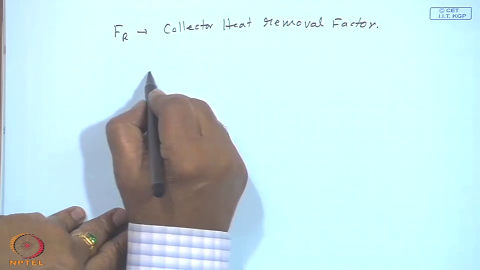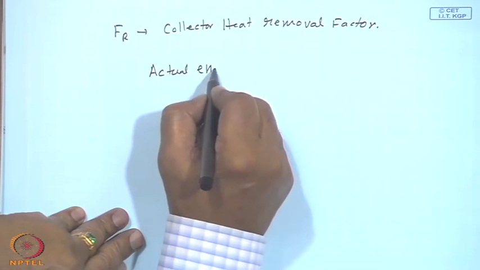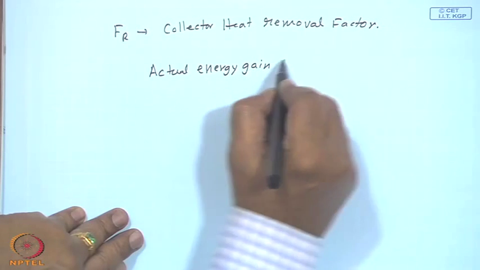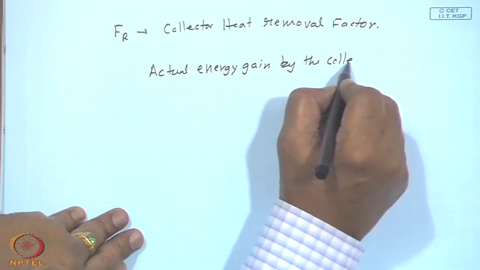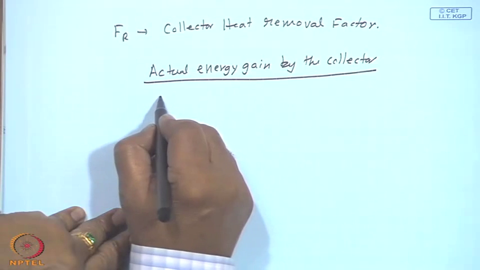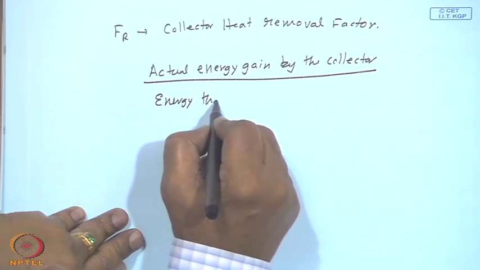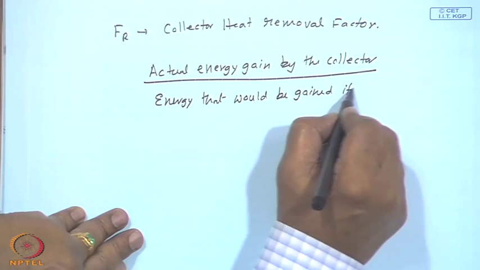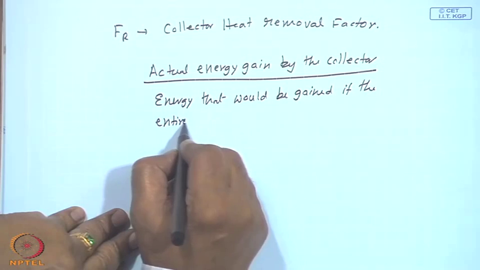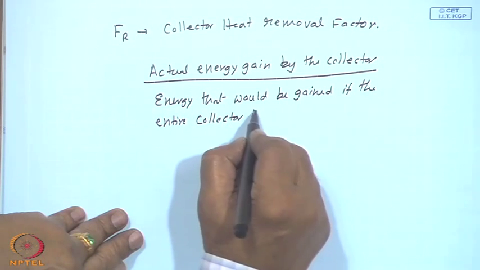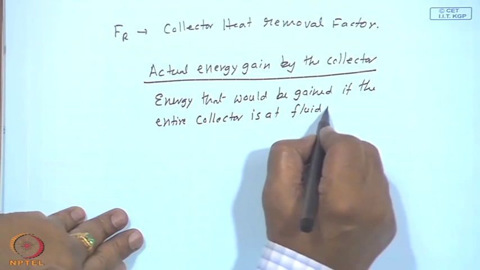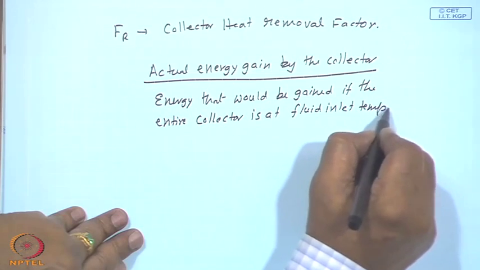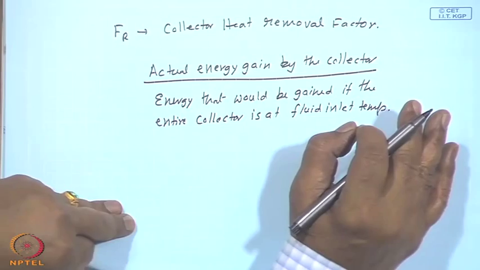So, what does this represent? In a way, it is the ratio of the actual energy gain by the collector to the energy that would be gained if the entire collector is at fluid inlet temperature. That means this is the minimum loss that would take place, consequently it will give me the maximum amount of energy gain. So, that compared to the actual energy gain is the ratio of FR.